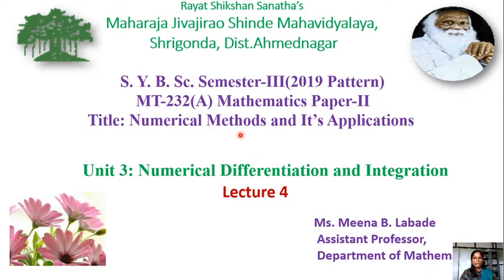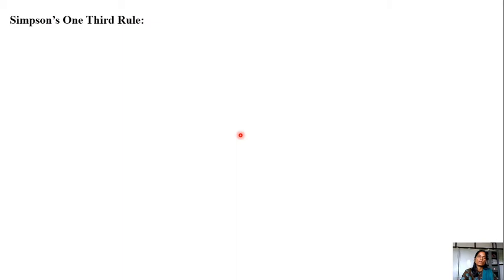Dear students, we have started our SYBSc Mathematics paper 2nd, Numerical Methods and its application. We are studying our unit number 3, Numerical Differentiation and Integration. This is our lecture number 4. In the previous lecture we have seen the trapezoidal rule for numerical integration, and also examples based on it. In this lecture we are going to derive another numerical integration formula, that is Simpson's one-third rule.